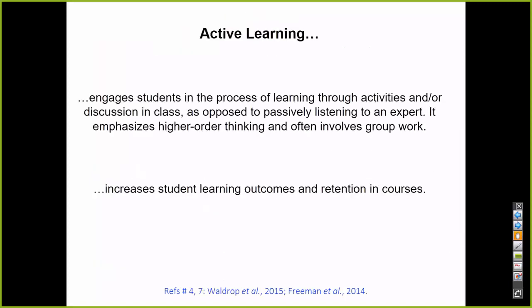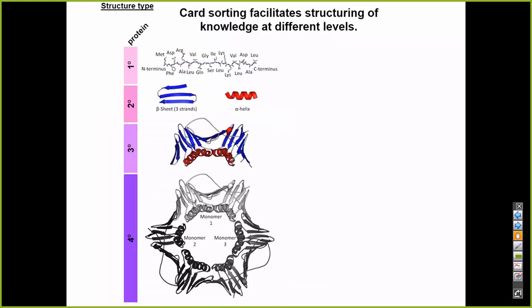I think most of us probably have an idea of what active learning is, but just to make it clear, it's where you engage the students in a process of learning through activities and discussion in class, as opposed to passive listening. It focuses on higher order thinking, which is what structuring of knowledge is. And there's a lot of evidence. I've picked two of my favorite papers that show that active learning really does make a difference, in particular for student retention.